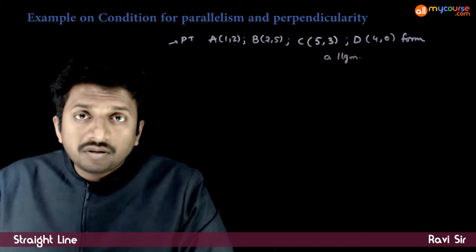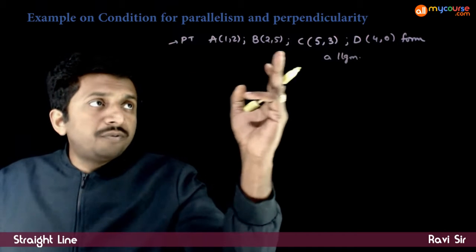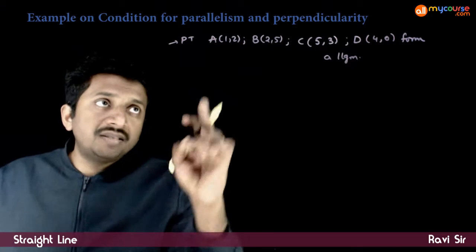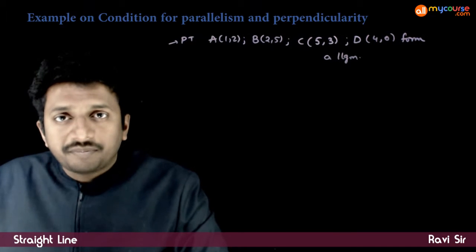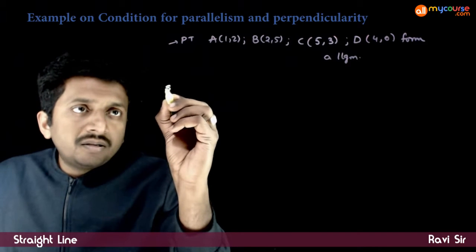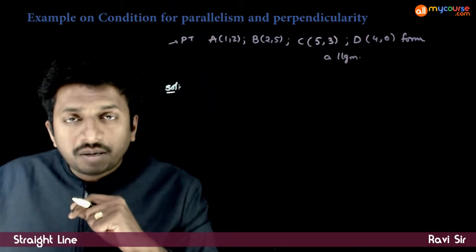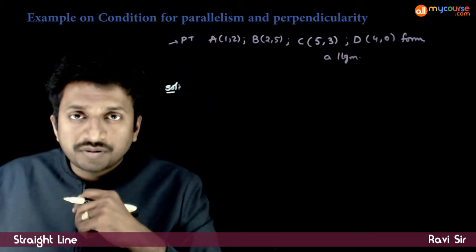In this question, you're asked to prove that these 4 points form a parallelogram. That is, these 4 are the vertices of a parallelogram. Now, how can we prove that 4 points form a parallelogram using the concept of slopes?